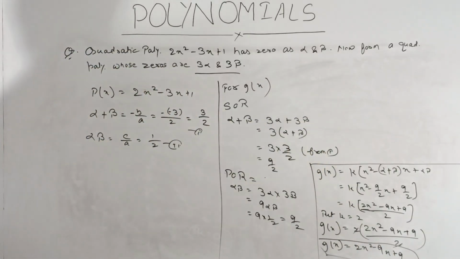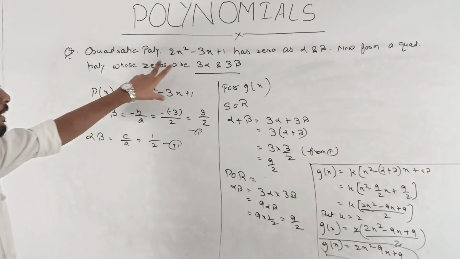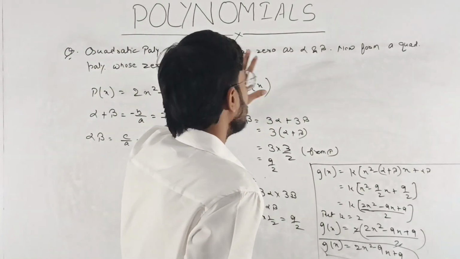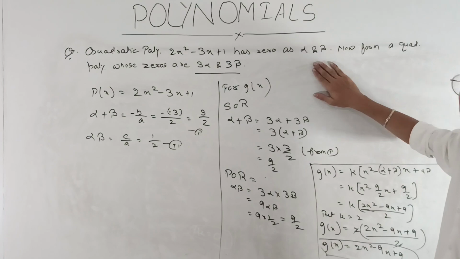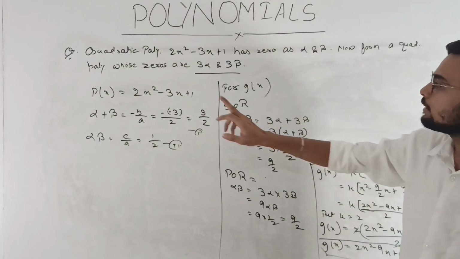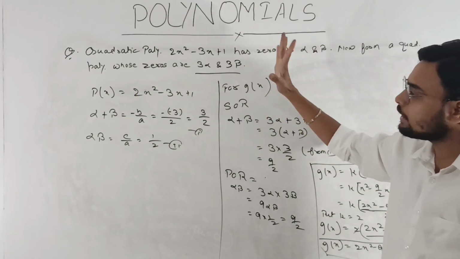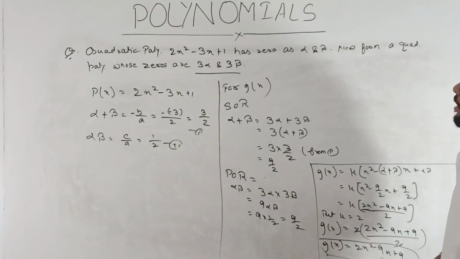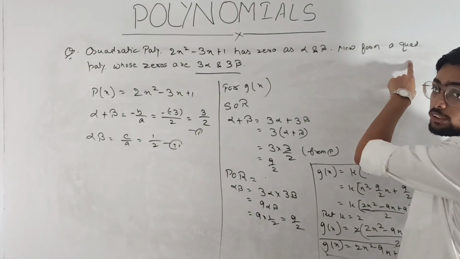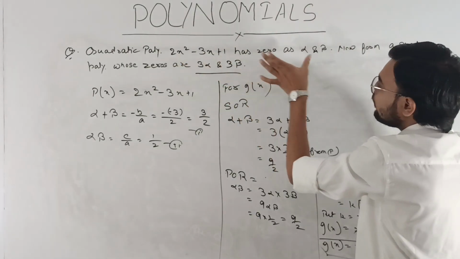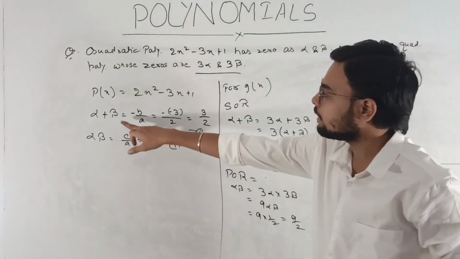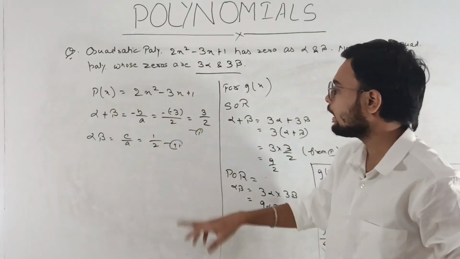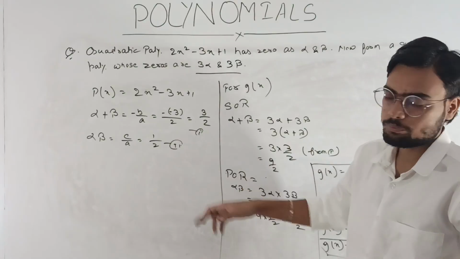Okay. Understood this? What is the question? The question is: there is a quadratic polynomial 2x square minus 3x plus 1, and the zeros of this polynomial are alpha and beta. Then we have to find the polynomial whose zeros are 3 alpha and 3 beta. First step, I read the second part of the question. Then I find alpha plus beta and alpha beta for this polynomial. Then I get 3 by 2 and 1 by 2.